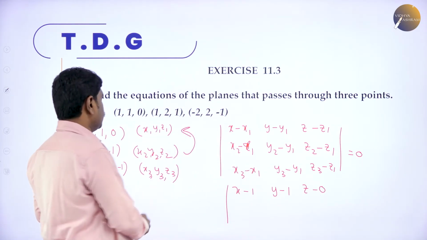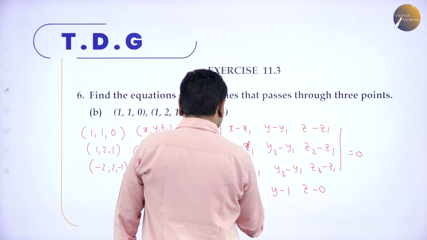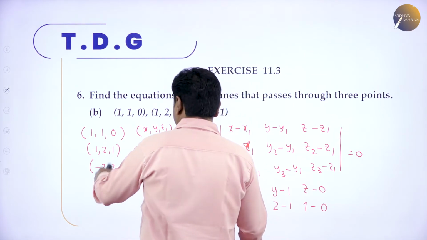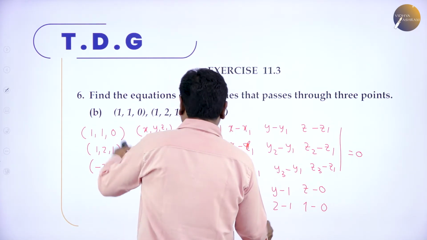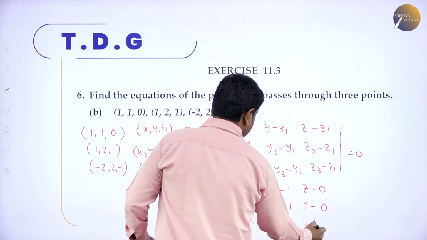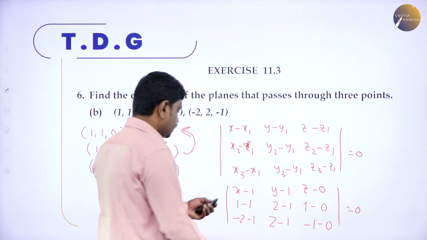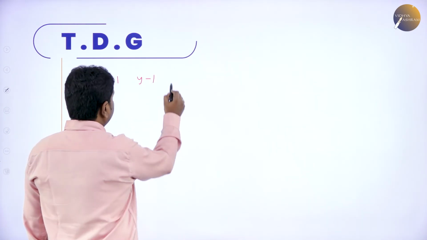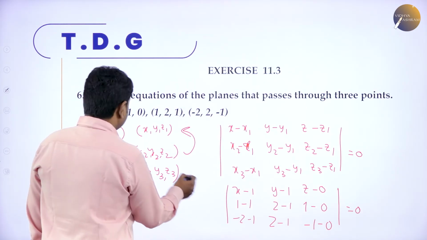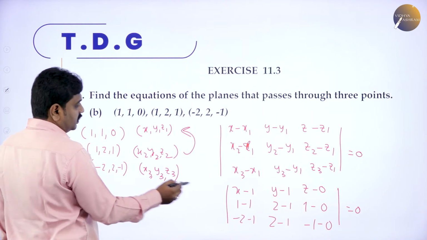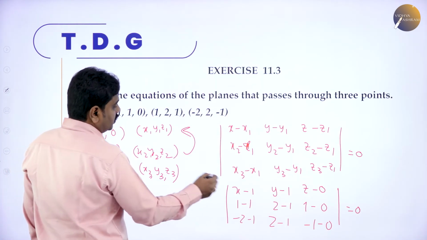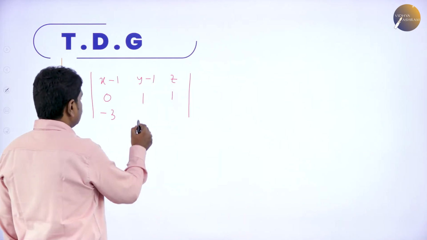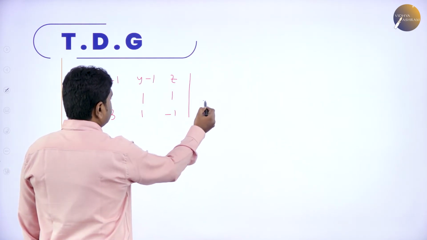x2 minus x1 means these two we should subtract. 1 minus 1, then y2 minus y1, 2 minus 1, then 1 minus 0, z2 minus z1, minus 2 minus 1, and then 2 minus 1, then minus 1 minus 0 is equal to what? 0. Further we'll simplify. Determinant of x minus 1, y minus 1, z minus 0 is z, and 1 minus 1 is 0, and then 2 minus 1 is 1, then 1 minus 0 is 1, then minus 3, then 2 minus 1 is 1, then minus 1 is equal to 0.